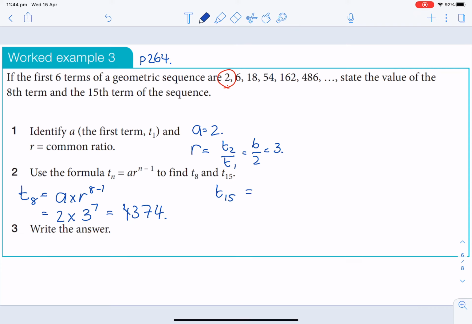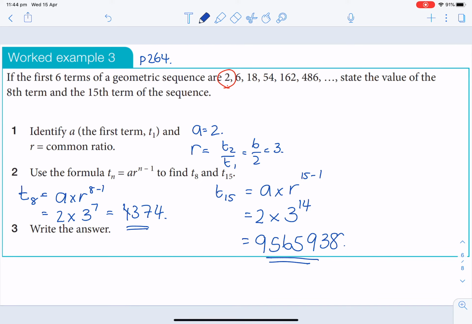T15, doing exactly the same thing, A times R to the 15 minus 1, substitute the values in, 2 by 3 to the 14, pretty big number, is 9565938. Now step 3 just says write the answer, which we've already done there and there again.